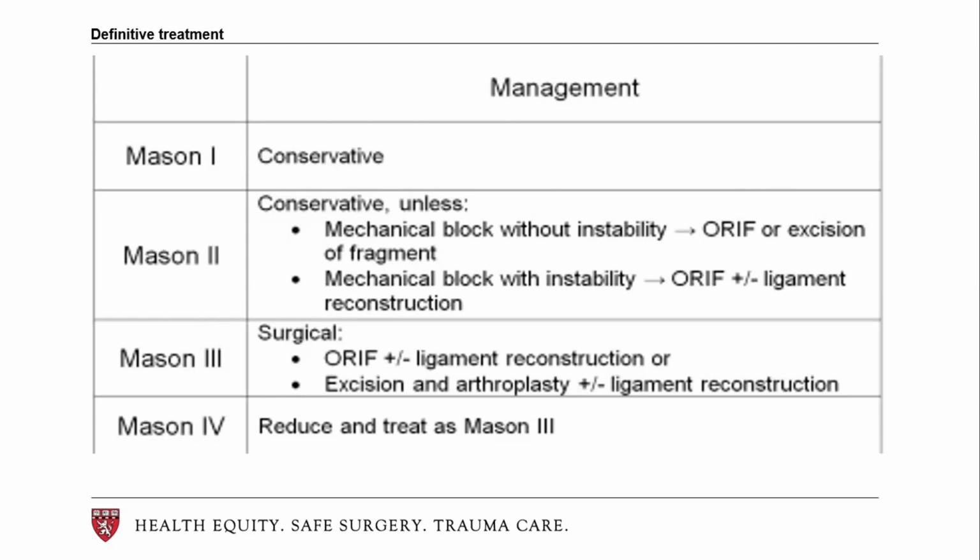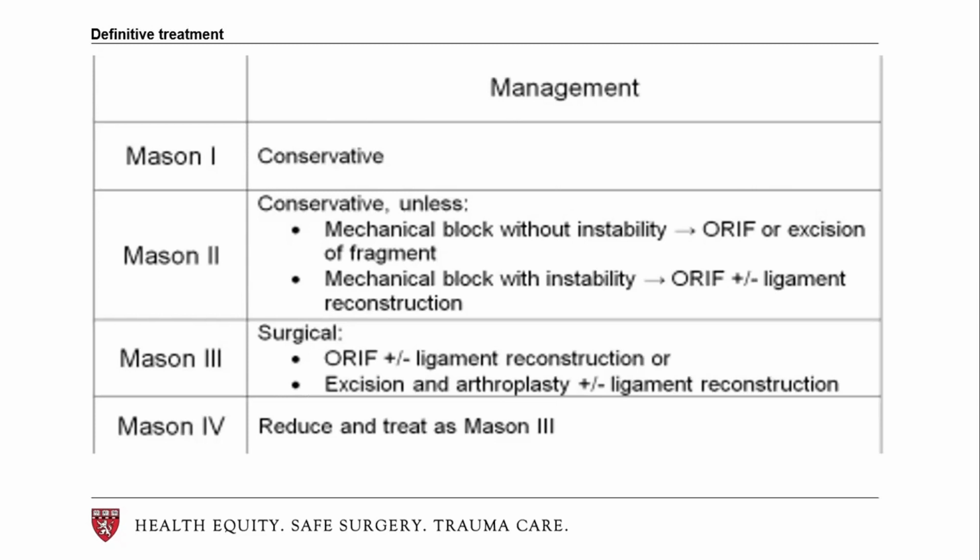A Mason 3 usually indicates that the patient needs surgery. This will include open reduction, internal fixation with either plates and screws, or screws only, depending on the size of the fragments. If there is instability, then the ligaments need to be reconstructed. If the fragments are too many that they cannot be fixed, then you can excise the radial head. If you do have a radial head replacement available, it's advisable to do excision and replacement. If it's not available, then excision alone can be done. If the ligaments are unstable or torn, then ligament reconstruction needs to be done.